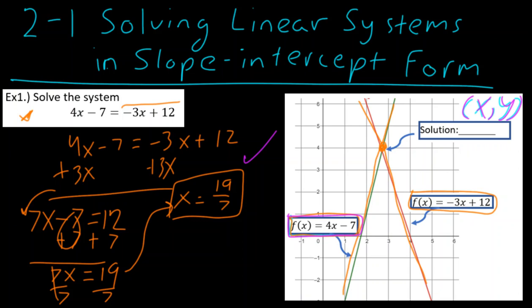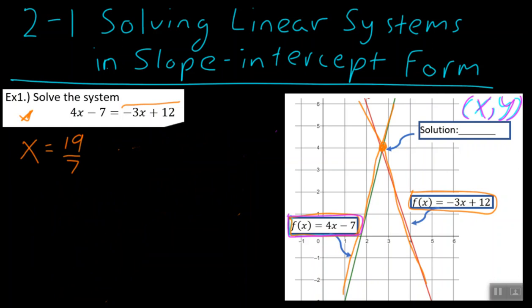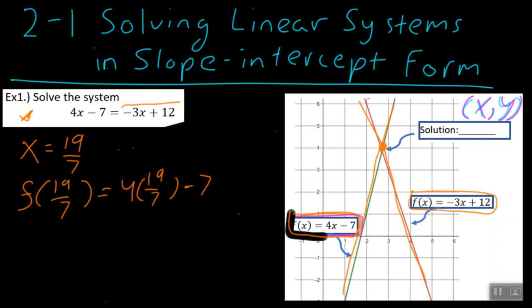I would encourage you to pause this if you have to. I'm going to clear this off so it looks a little bit neater. So we have x equals 19 over 7, and we're going to choose which function to plug it into. Right here I have f of x is equal to 4x minus 7, so let's do that one. Notice I'm leaving blank spaces where x would go. So we plug in 19 over 7 right here, and now we just have to simplify that right hand side.